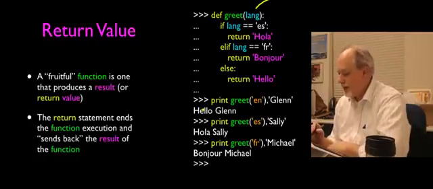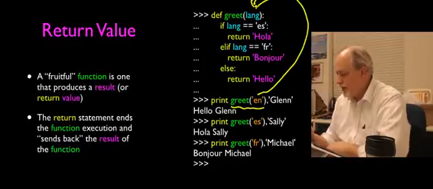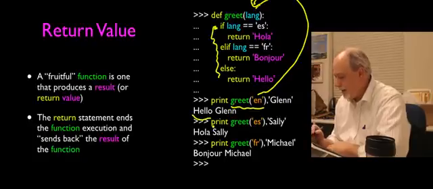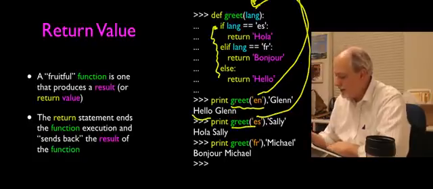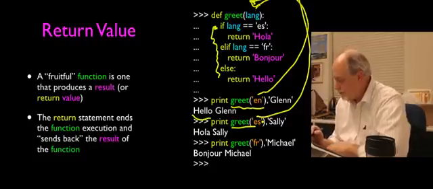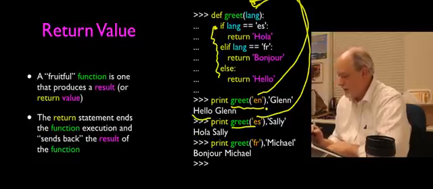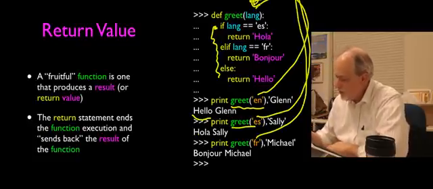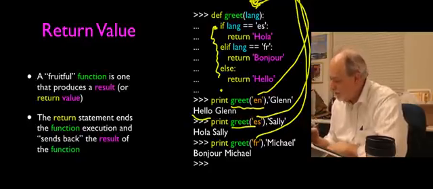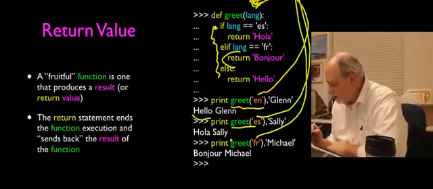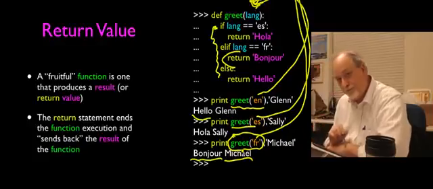Okay? And so now I can call print greet and pass en in. So then that runs the code once with lang equal to en. And I get back hello and then comma Glenn. Then I call it again and I pass es in. And then that time the return value here becomes hola, a string hola, hola Sally. And then Michael, I pass in one more time. Lang now is fr, the string fr, and so it returns bonjour. And so the residual that is here is bonjour, and so out comes bonjour Michael.